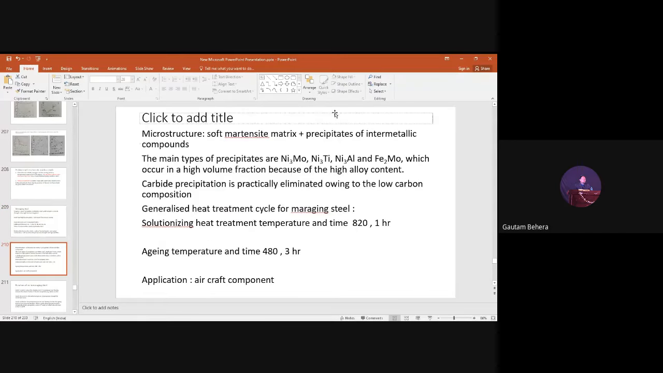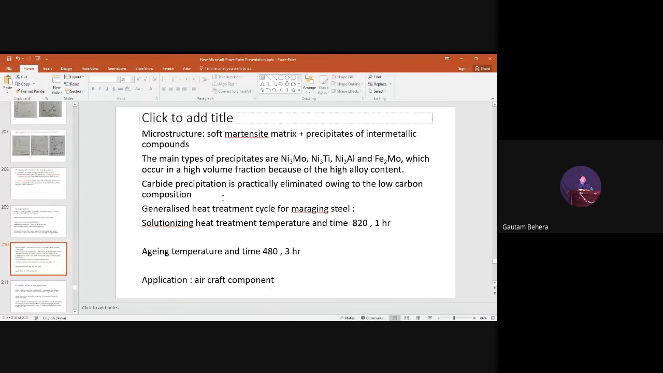Next, you can see the microstructure. So what is the microstructure of maraging steels? You have to remember, this is a very important part. Maraging steel. Iron will be there obviously, and nickel is also there, as I told, 18% nickel, right? So that forms a matrix phase. That is the matrix we can say.